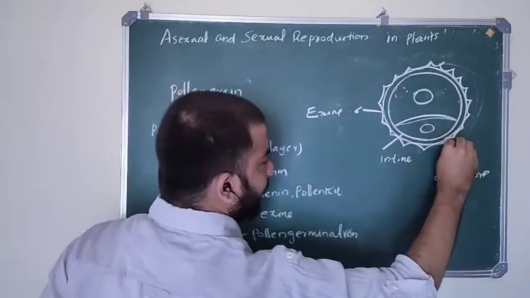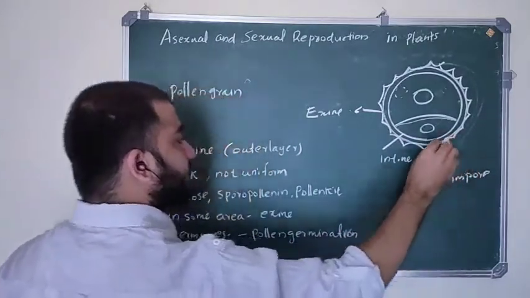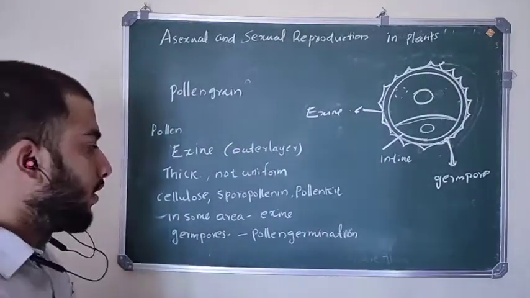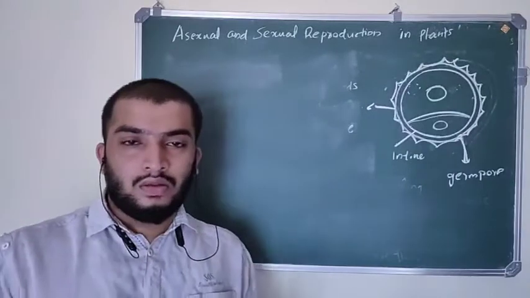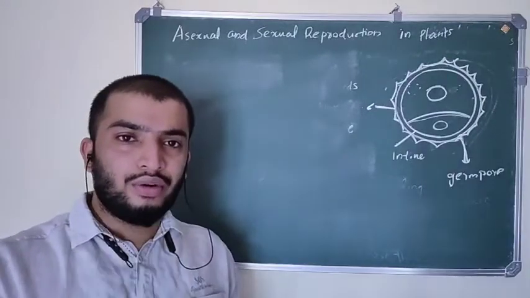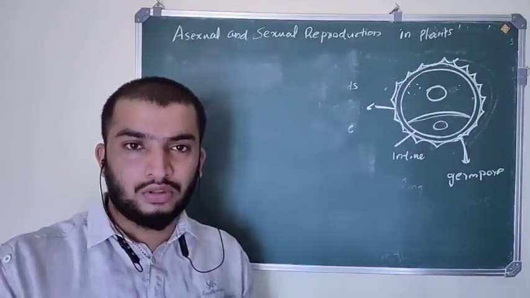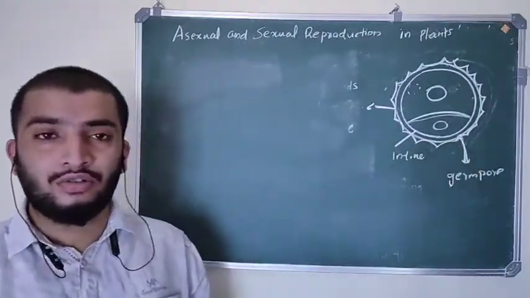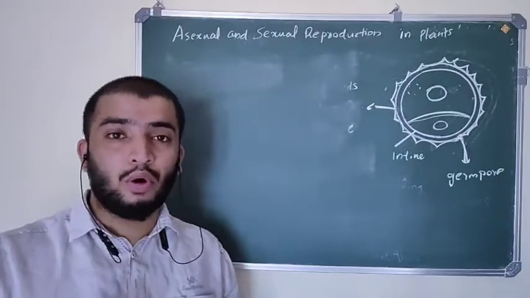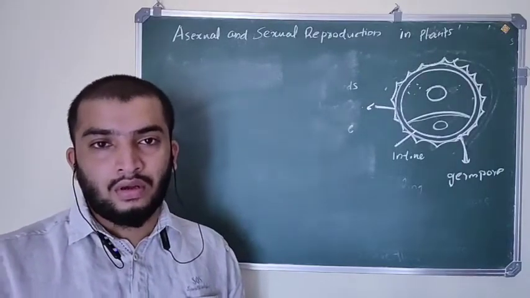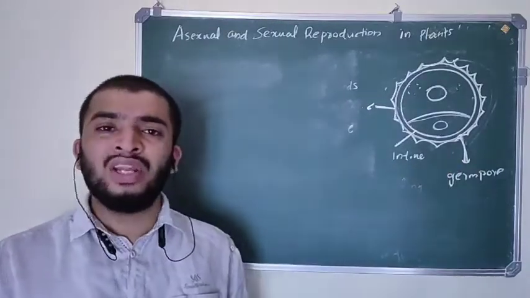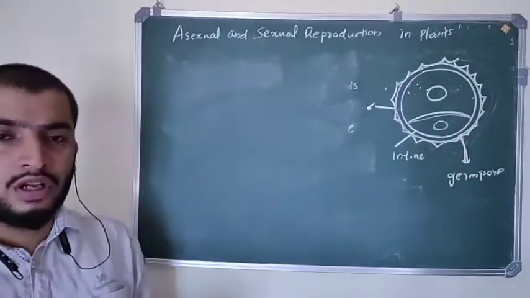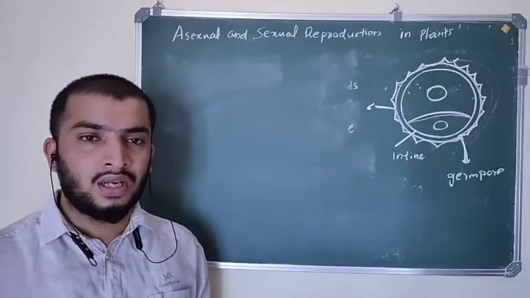So these are the pores present on the thin area of the exine. The exine is not uniform and it has germ pores, which help in pollen germination. On these germ pores, sporopollenin is absent.